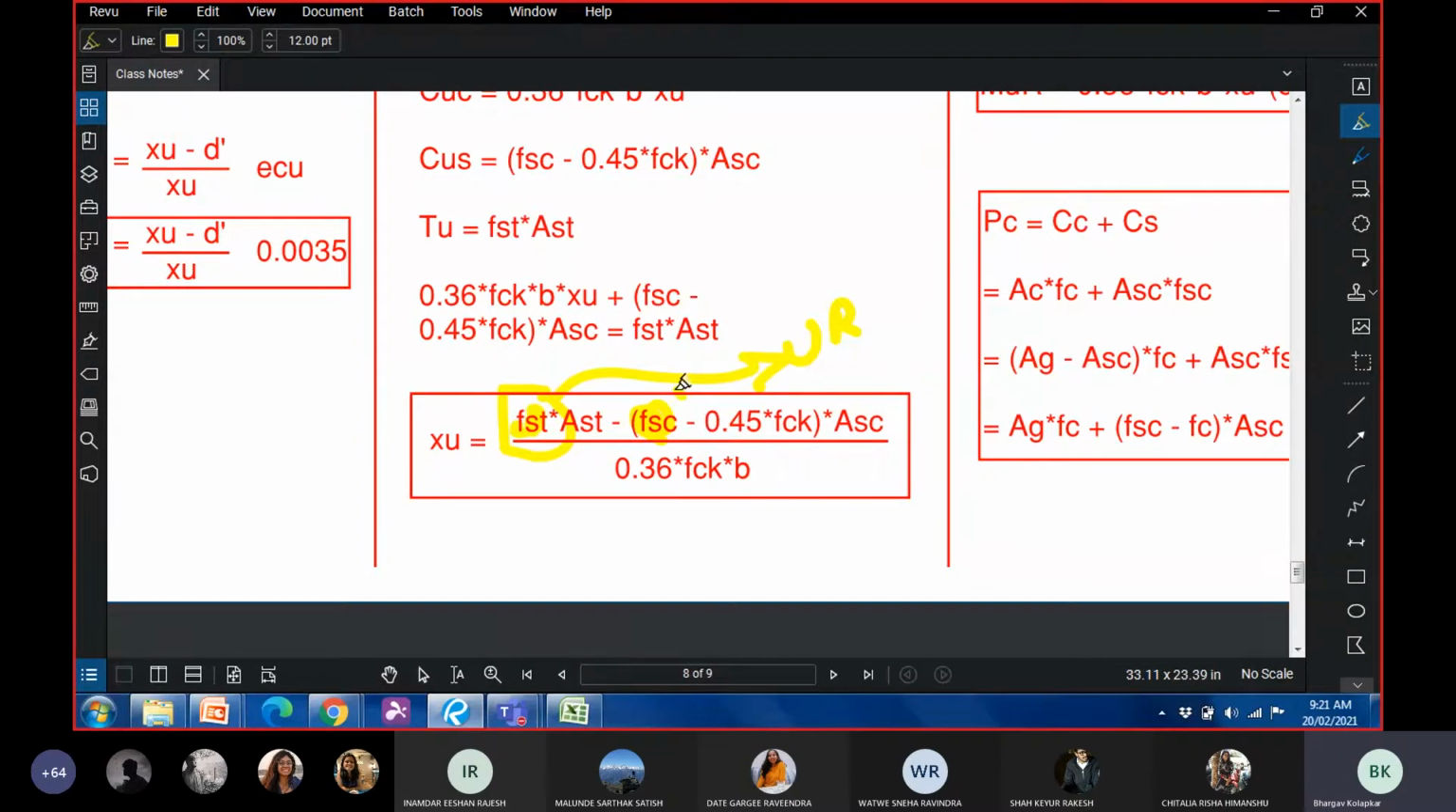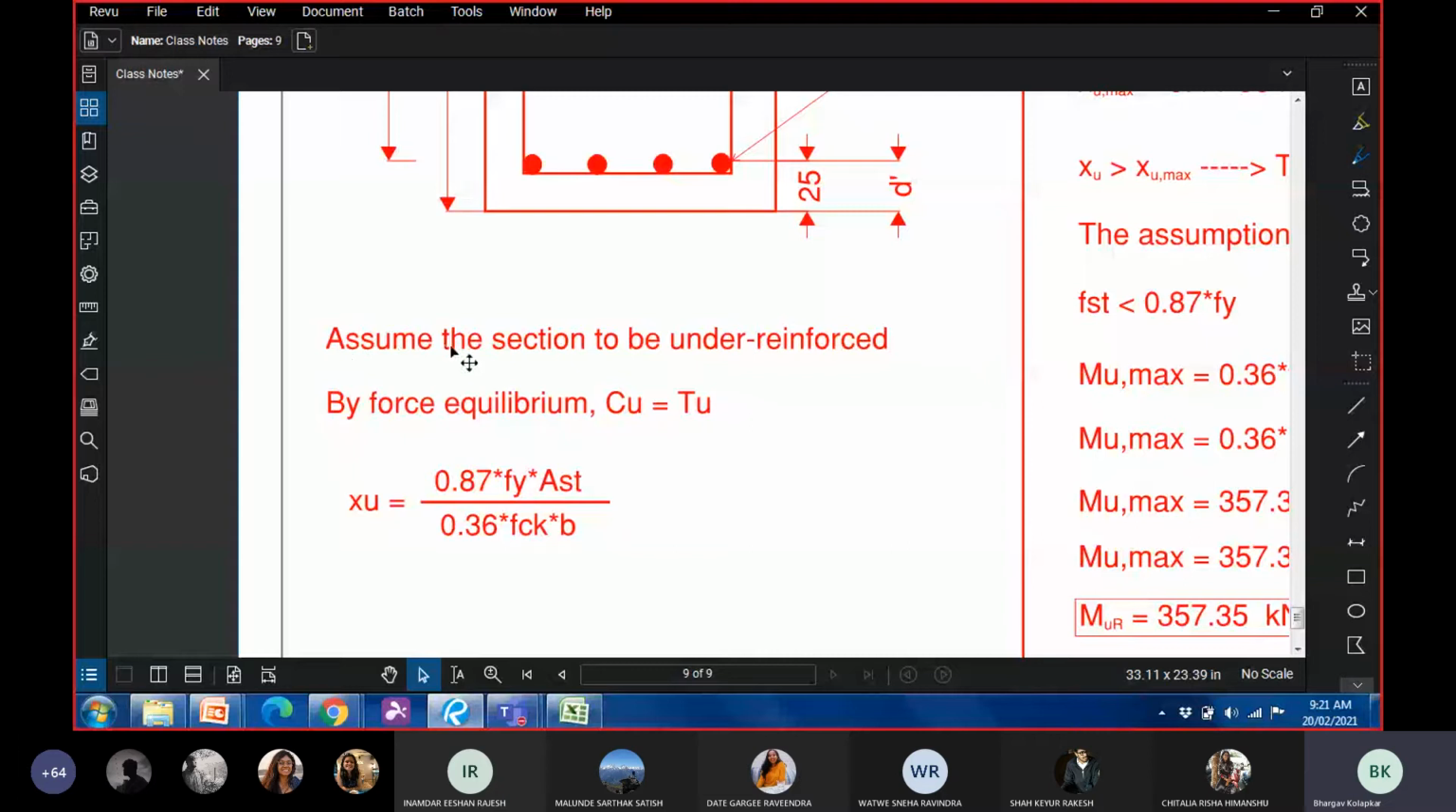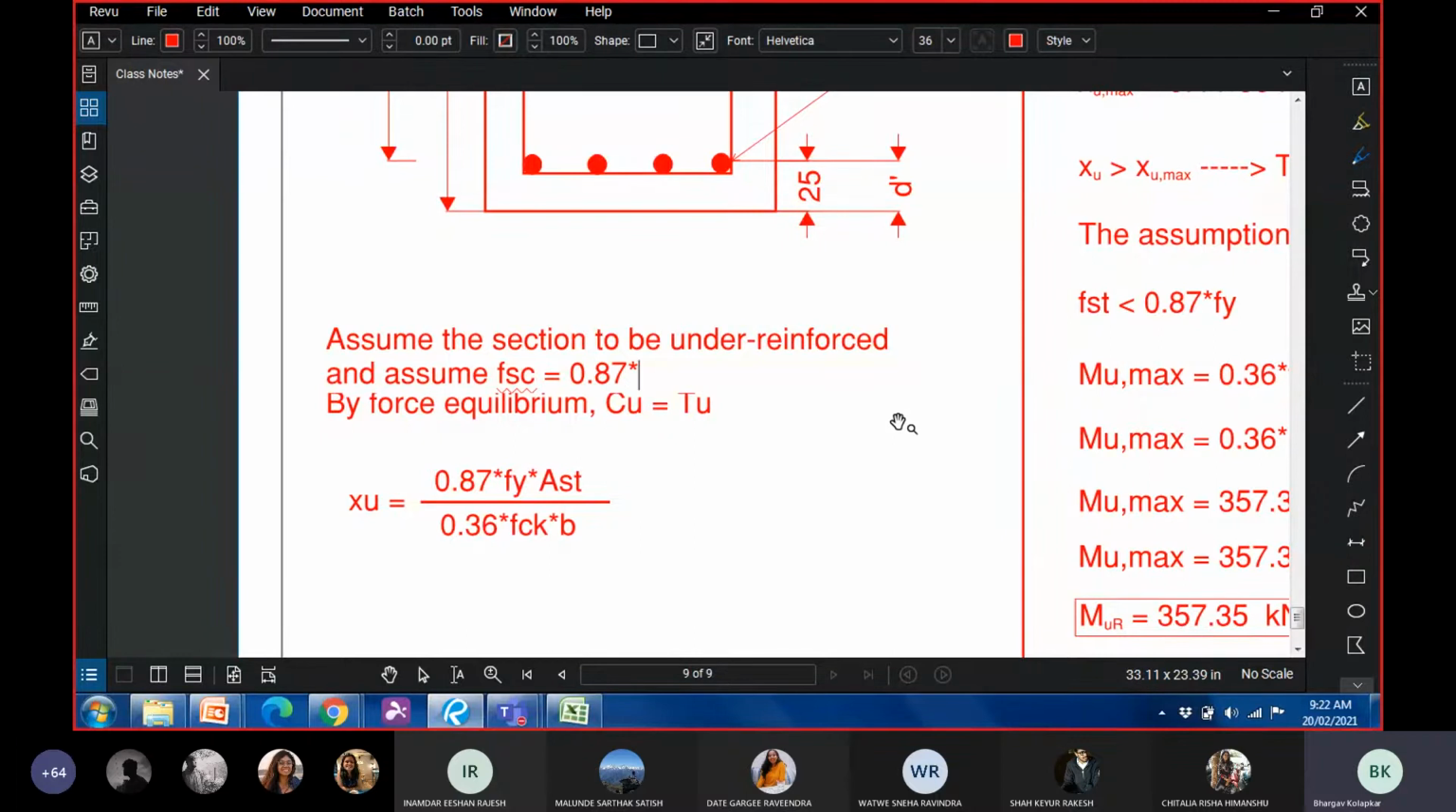But here we have one more value that we're not sure of, that is FSC. So another assumption that we make here is, the first assumption is to assume the section to be under reinforced, and the second assumption is to assume FSC is equal to 0.87 times FY.